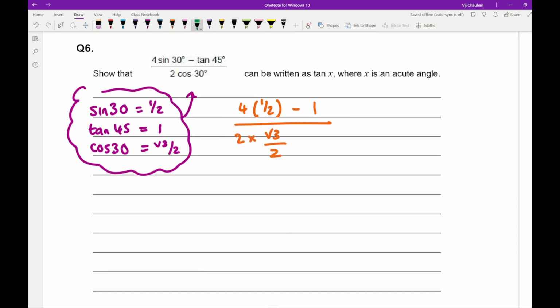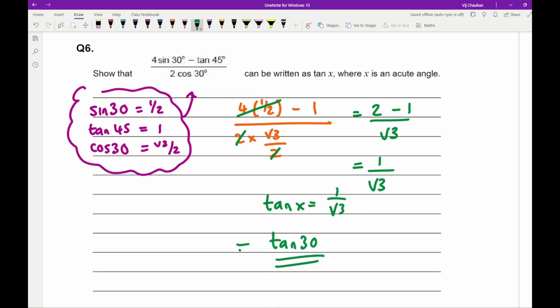Now simplifying this, 4 times a half is just 2, minus 1. The 2's cancel out on the denominator, so I'm just left with root 3, which then leaves me solving the numerator. 2 take away 1 is 1, so I have 1 over root 3. So here you should be able to spot that the exact value of trig for tan that gives you 1 over root 3 is going to be tan 30. And there we go.